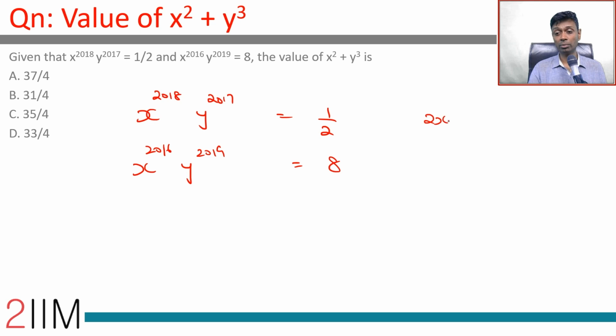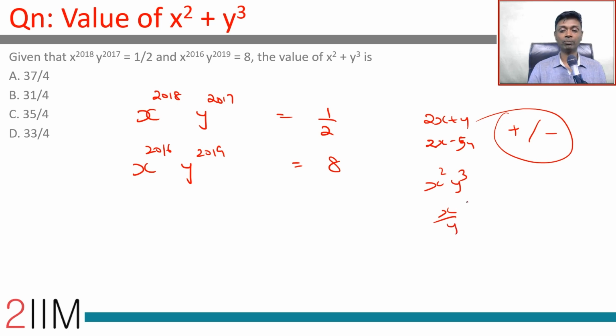Whenever you have equations of the form 2x + y, 2x - 5y, stuff like that, then adding or subtracting equations works. Whenever dealing with x^2 * y^3, x/y, then multiplying or dividing works better. So either we multiply these two equations or we divide one by the other. So the powers get added, that makes life simpler. If we multiply these two, it will become x^4034 and y^4036. Two different powers. I don't like that.